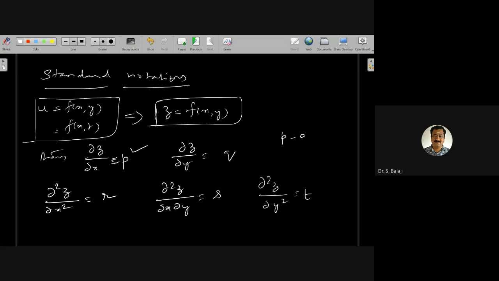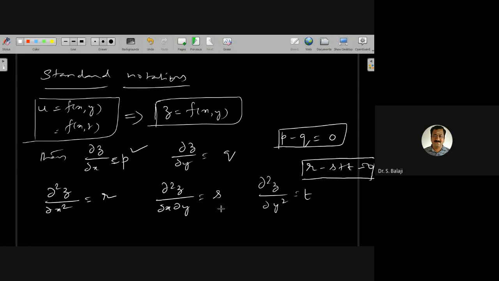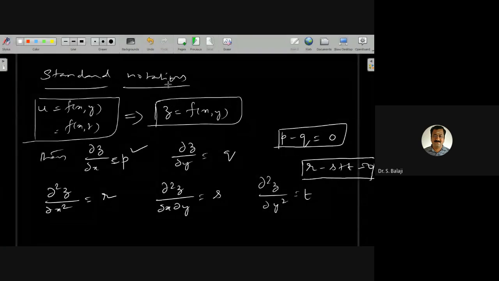Suppose you have p minus q equal to 0, it is a partial differential equation. Similarly, r minus s plus t equal to 0 also represents a partial differential equation. With the help of these notations we are going to identify these things. You have to remember that p represents dou z by dou x, q represents dou z by dou y, and the second orders are r, s, t. That you have to remember always.